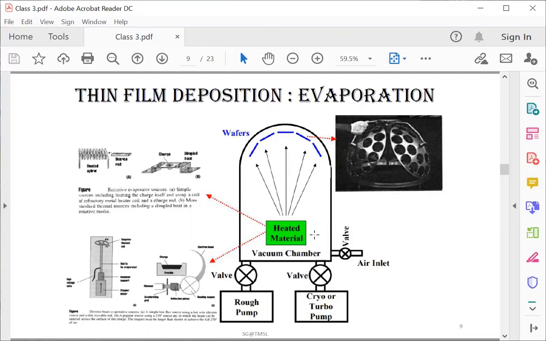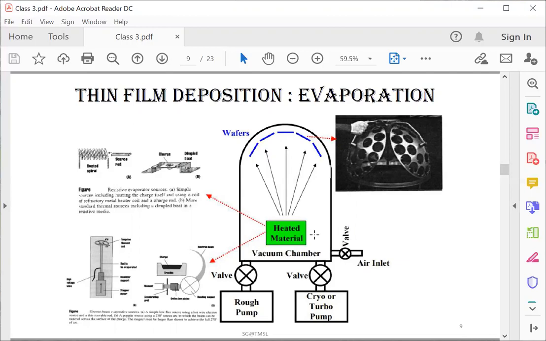If you give power to crucible 1, at that time its shutter will be open. At the same time the shutters of crucibles 2, 3 and 4 will be in closed position.